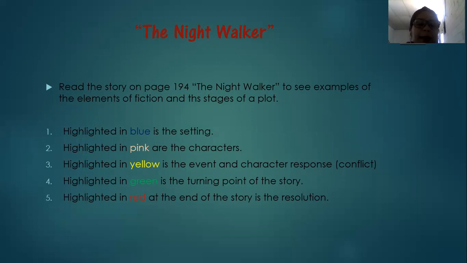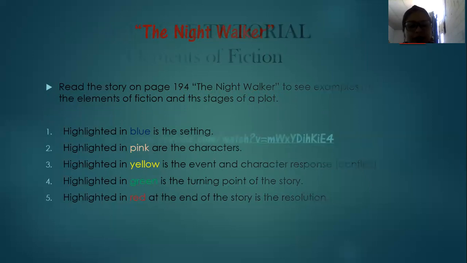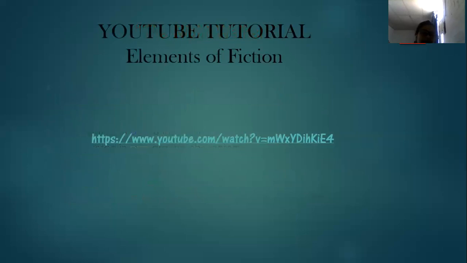Highlighted in pink are the characters, so we see how many characters are involved in this story. Highlighted in yellow are the event and the character response, so this will mainly be the conflict of the story. Highlighted in green is the turning point of the story. So you will read what the turning point is and see exactly what is highlighted in green. And highlighted in red is the end of the story.